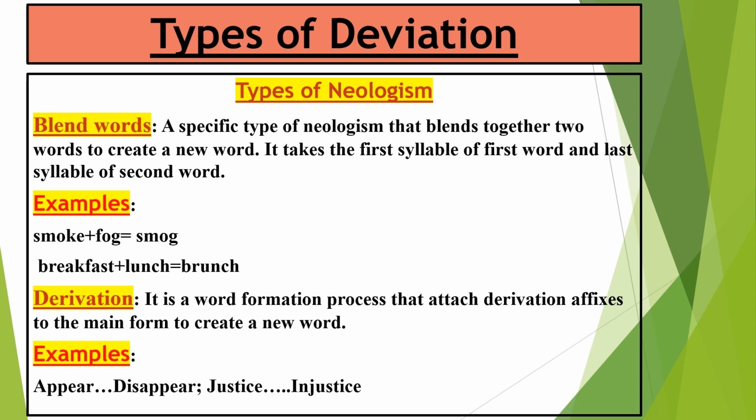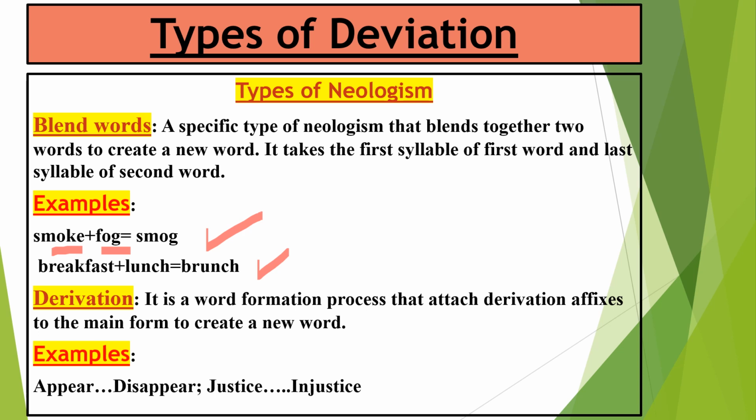First of all, we will start with blend words, a specific type of neologism that blends together two words to create a new word. We take two words and blend them. For example, we could take the first part of the first word and the last part of the second word, and combine them in order to form a new word, just as we have brunch. From breakfast and lunch we have brunch, and from smoke and fog we have smog.